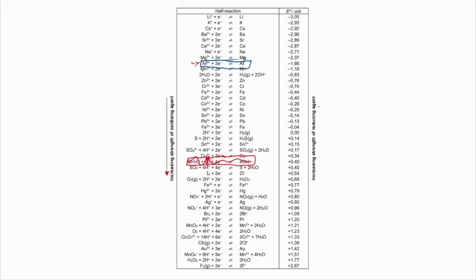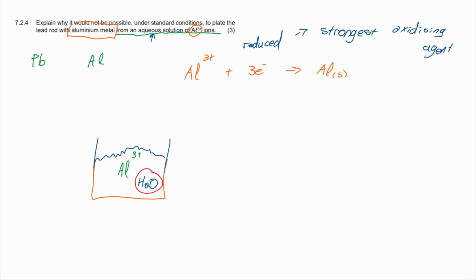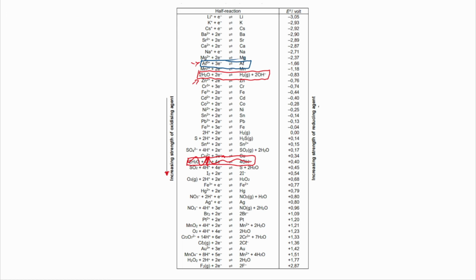So we need another one with water. Here's water being reduced. So here water is a stronger oxidizing agent. What's going to happen is water is actually going to be reduced instead of our aluminium. Okay, so that's going to be a problem. So we won't be able to coat this lead rod with aluminium metal, because it is a weaker oxidizing agent than water. Water is actually going to gain electrons according to this reaction here. We're going to actually be producing hydrogen gas instead of aluminium metal like we wanted.